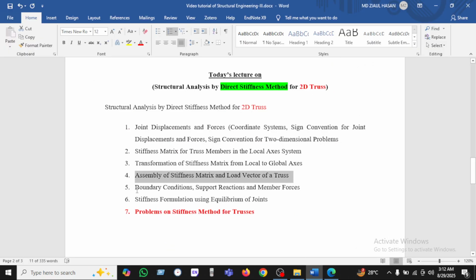Okay, now we can see the boundary condition, support reaction and member forces. Okay, let's see here.